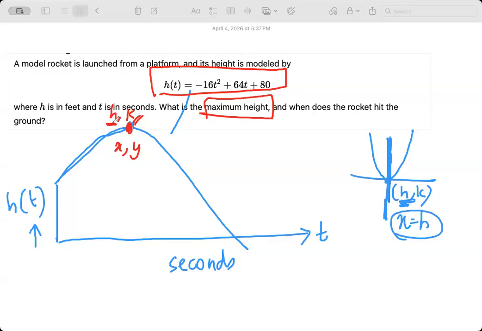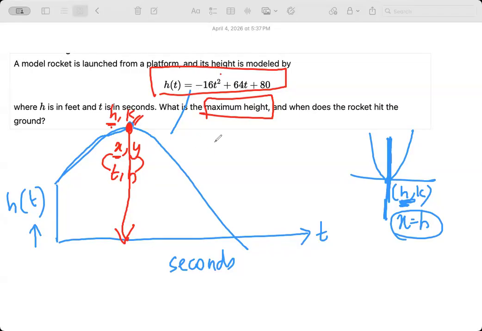For that, we need to know the h value, the x coordinate of the vertex, and then substitute into, or I can say t comma h. In this case, it's t comma h. T is on the x-axis, height is on the y-axis. So I'll find a t value here. This t value I have to find. And then I'll substitute into the equation to find my h value. But how to find the vertex value?